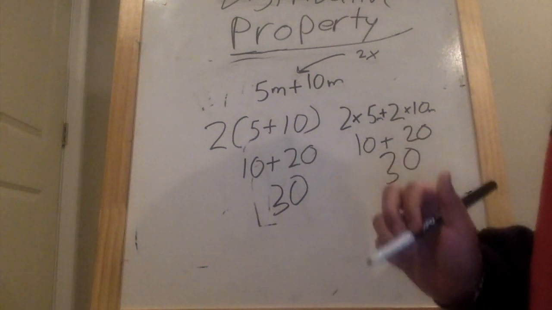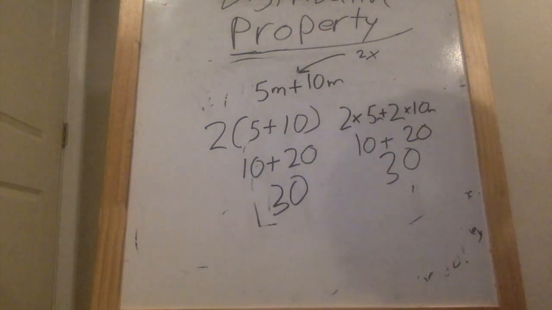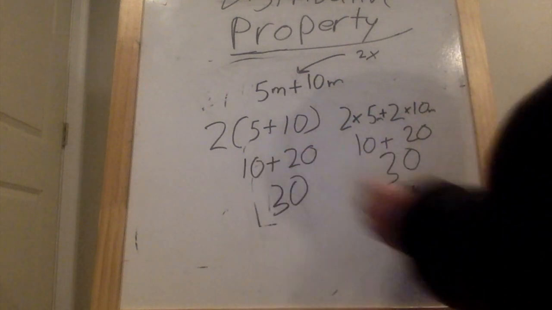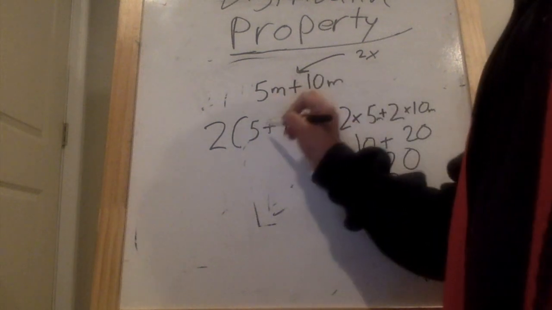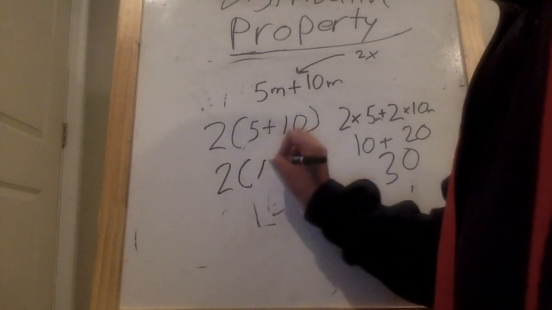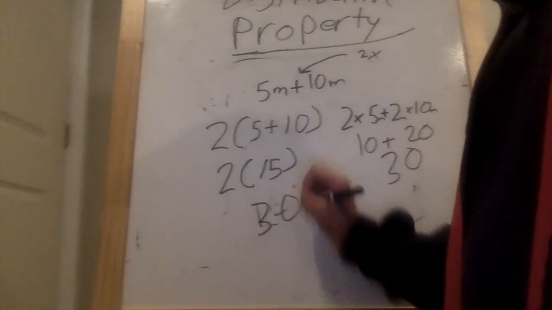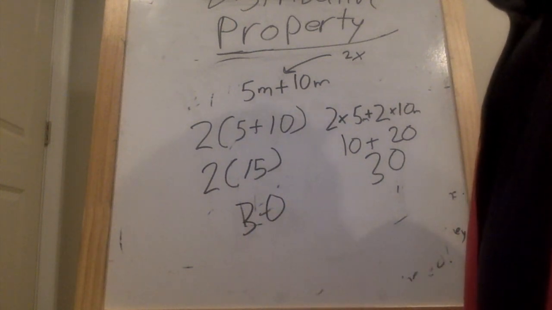Now there's another way we can solve this. Using distributive property, I'm going to erase this bottom part, okay? So please make sure you copy this down. We can also solve it like this. We can do 5 plus 10, 15. 2 times 5 plus 10, 15 times 2. That's 30 as well. With the distributive property, you get a lot of flexibility. Alright, let's go to the next problem.